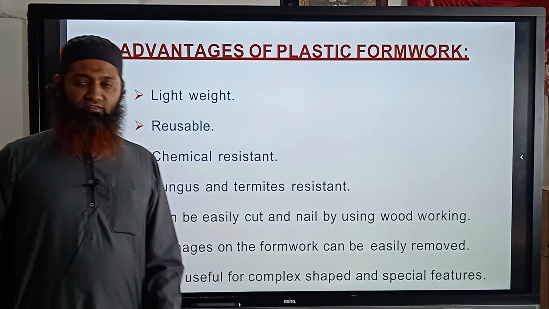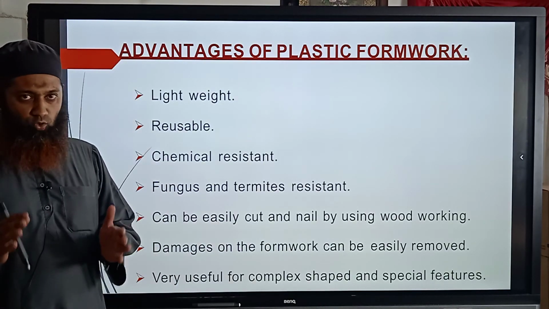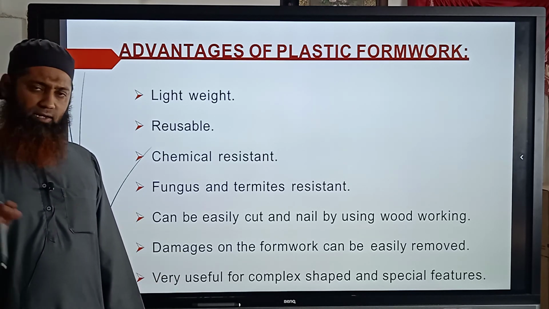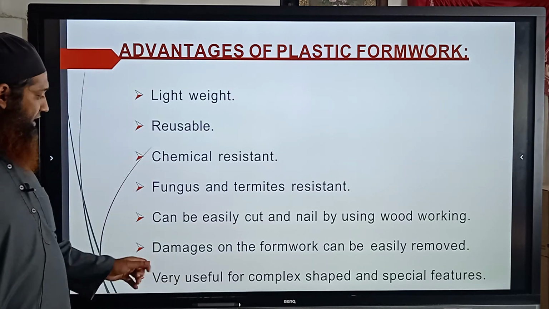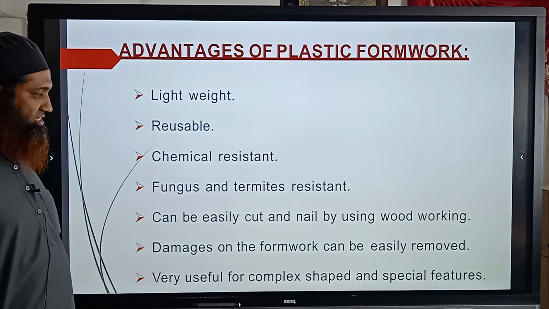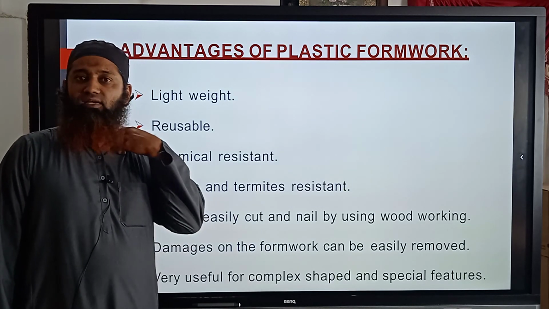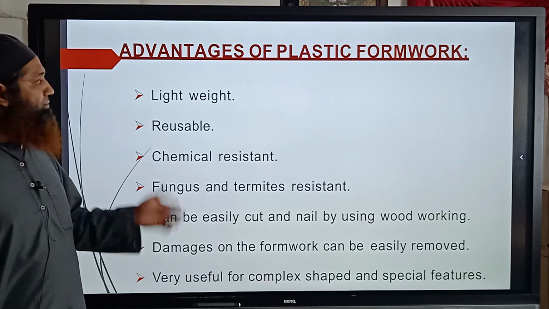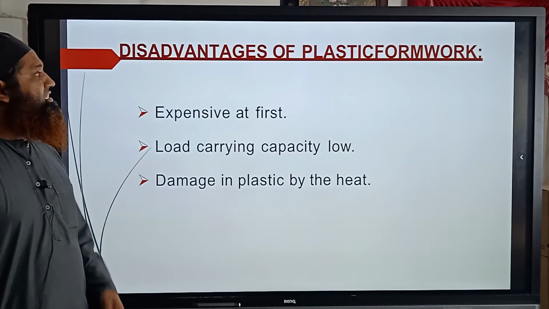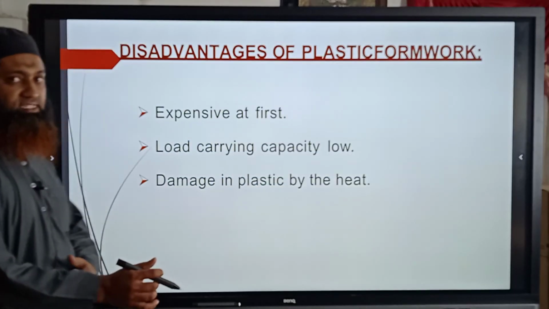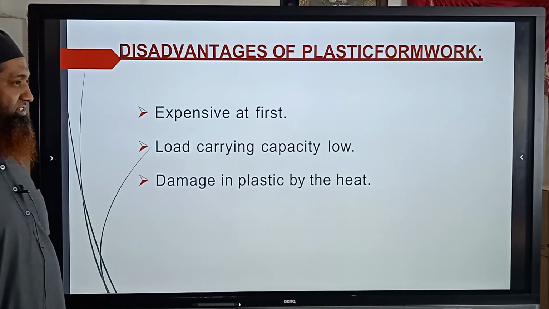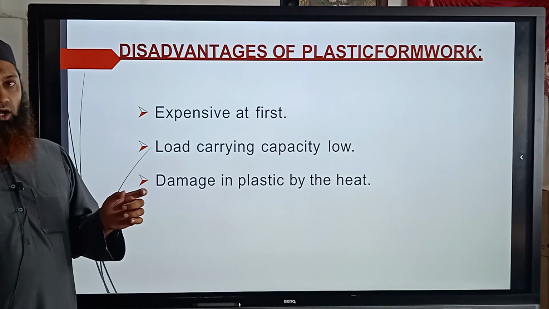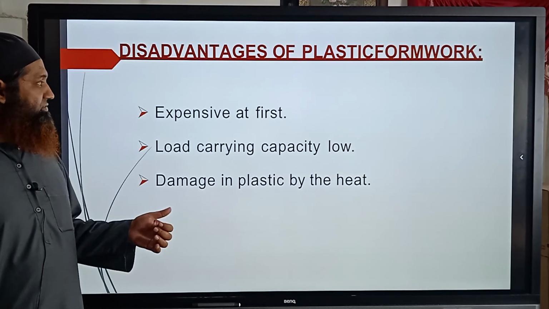In steel formwork, if you have some damage, the whole part should be removed, whereas in this formwork, if there is little damage, it can be replaced with other formwork as per our requirement. It is very useful for complex shapes and special features. At those places, this type of formwork plays a very important role. Let us see the disadvantages of plastic formwork. It is expensive at first. In the requirements of formwork, we had seen that economy should also be taken care of, but it is expensive.